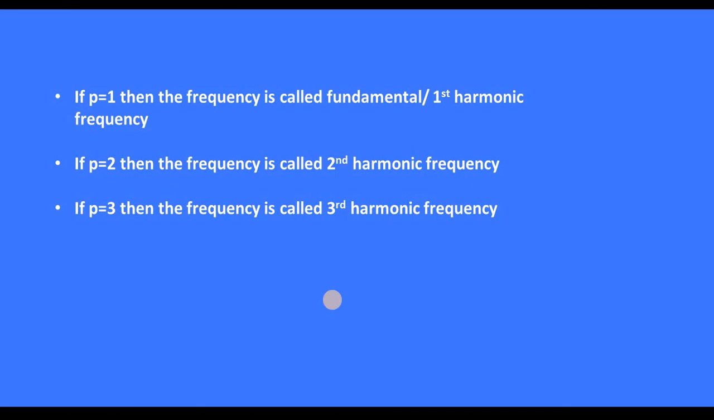If the P value is 1, as in the first diagram where only one loop exists, then the frequency we get is known as the fundamental or first harmonic frequency. Already we said the lowest frequency of the wave is known as the fundamental frequency or first harmonic frequency. Next, if the P value is 2, then the frequency is called the second harmonic frequency. If the P value is 3, that is known as the third harmonic frequency. These are the frequencies available in the stretched string.